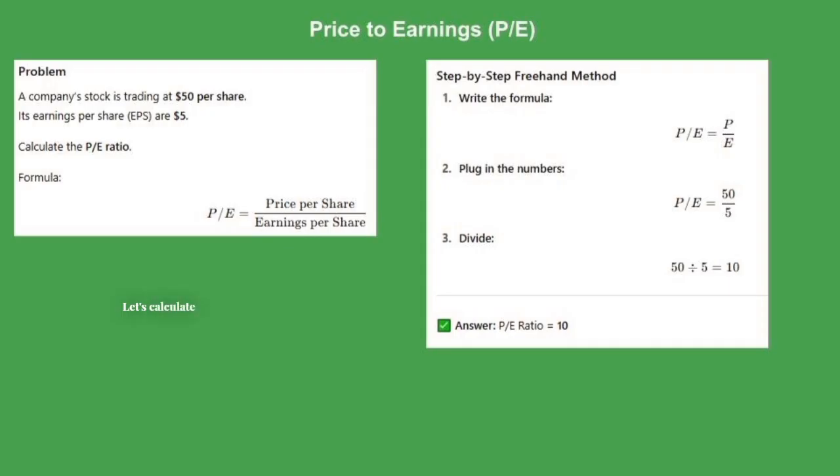Let's calculate the price to earnings ratio, or P/E ratio. The formula is price to earnings equals the price per share divided by earnings per share. Here are the numbers. The stock price is $50 and the earnings per share are $5.